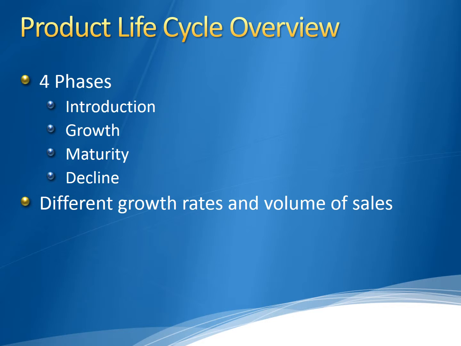So now that we've looked at our marketing strategy, we can look at the actual product life cycle. And essentially, a product life cycle is going to have four phases, which are sequentially introduction, and then a growth phase, followed by maturity, and then ultimately decline. Essentially, each of these different phases is marked by a different growth rate as well as a different volume of sales and therefore profitability.